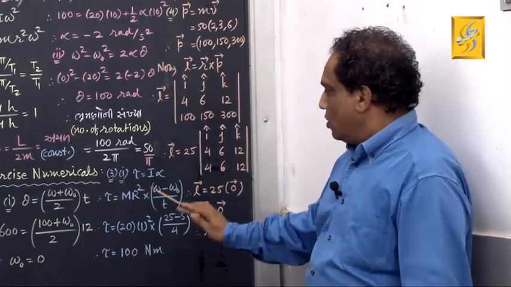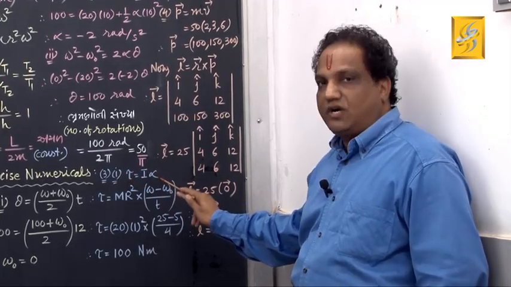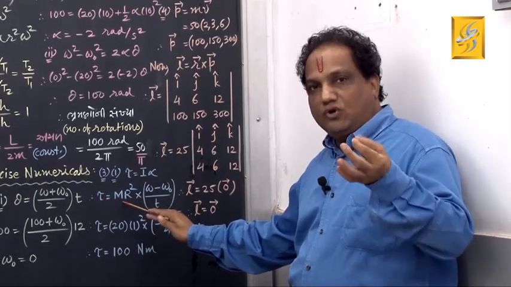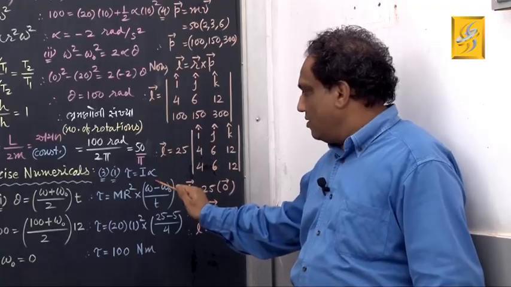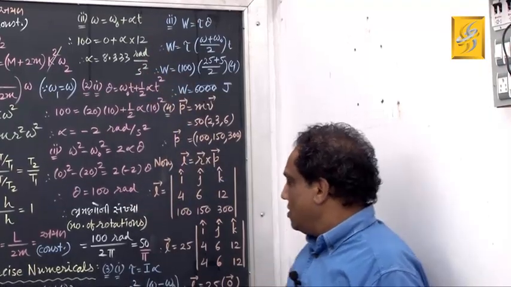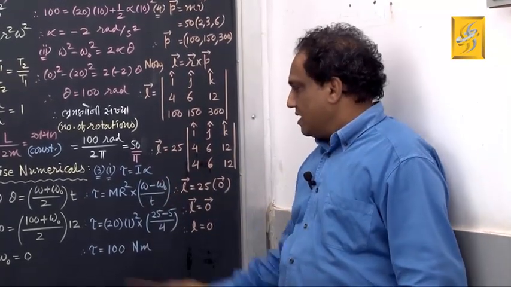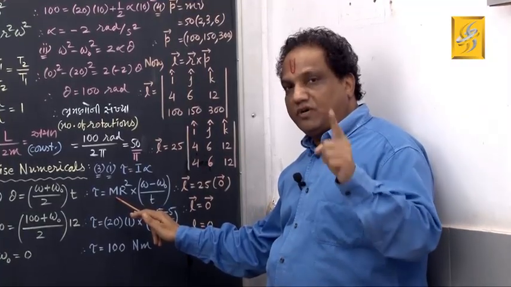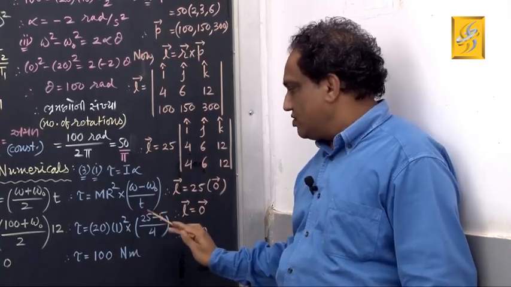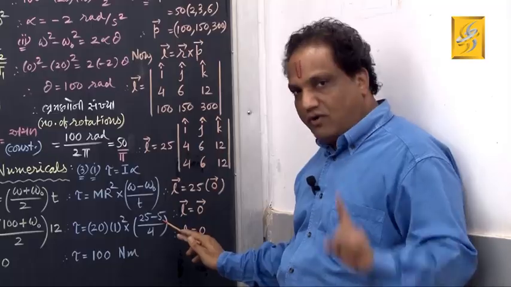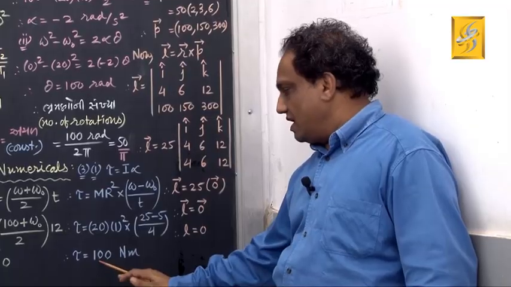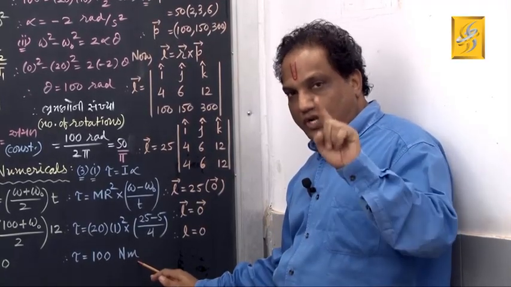Look, tau equals I alpha. Tau as it is. Moment of inertia for a hollow cylinder is I equals m r square. Angular acceleration alpha will be omega minus omega 0 upon t. The mass of the given hollow cylinder is 20 kilogram, radius is 1 meter, final angular speed is 25 radian per second, initial angular speed is 5 radian per second, and time is given as 4 seconds. Simplify. Torque comes out to be 100 Newton meter. The unit of torque you should write is Newton meter.